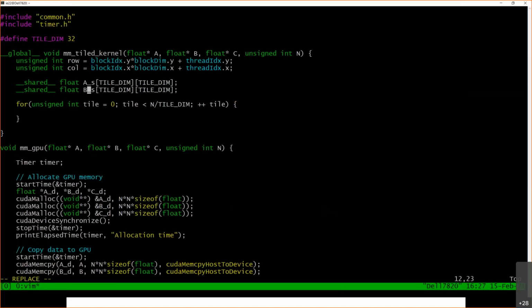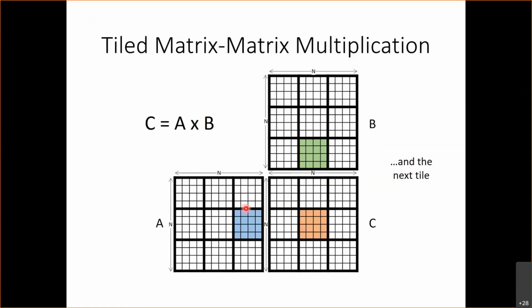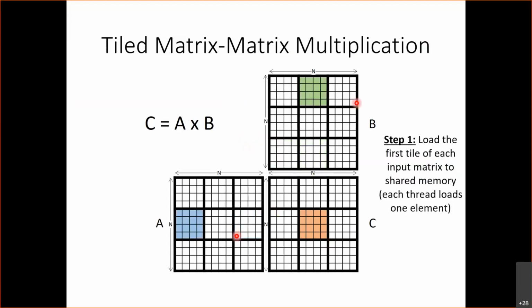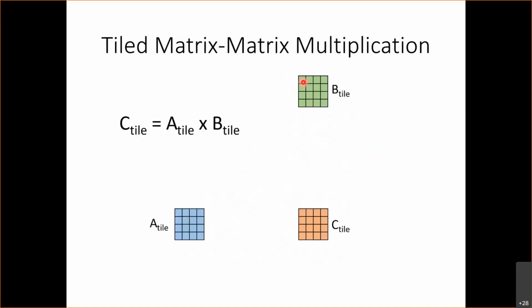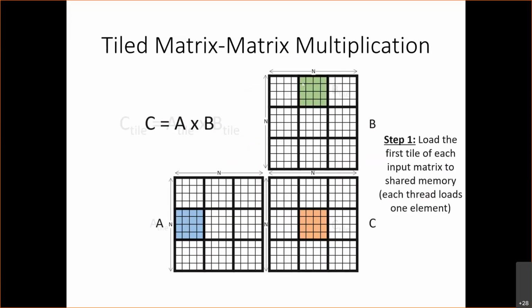Okay, now that I have these shared memory arrays, what I want to do is have each thread load one element of the global memory tile and put it in the shared memory tile. That corresponds to what happens here. So let's do that. The thread over here, at this row and this column, is going to be responsible for loading this element over here of A. So same row.